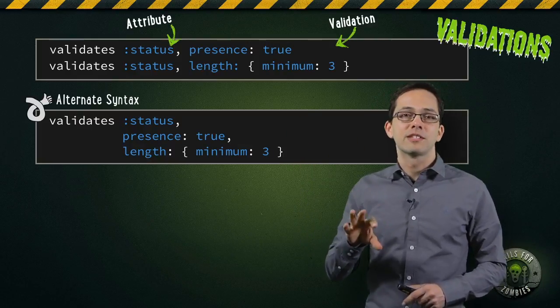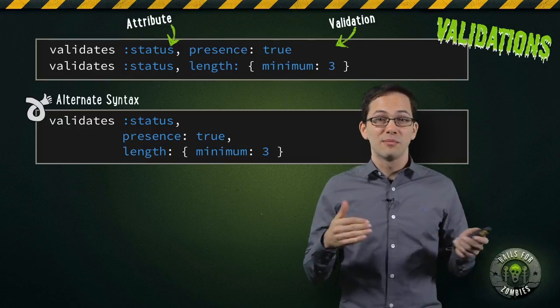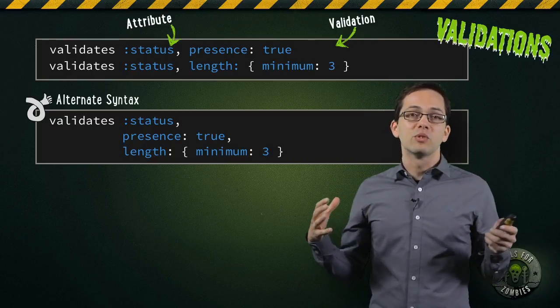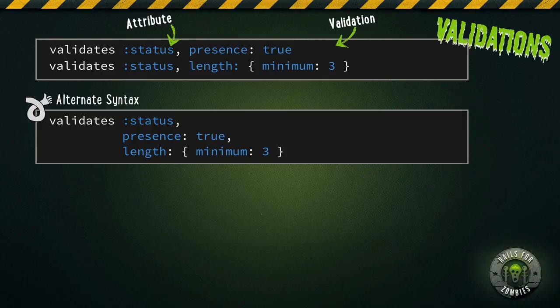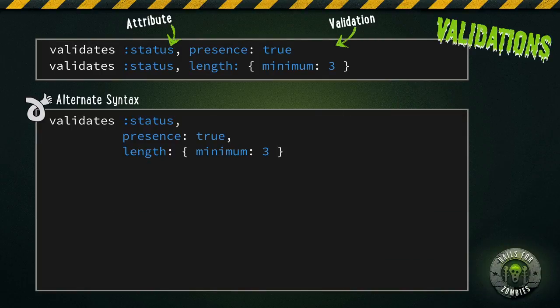There are going to be other places in this tutorial where you'll see things on multiple lines, but Ruby is going to interpret it as a single line. Just as you saw on the previous slide, there's a bunch of different validations that we could use with this new syntax.